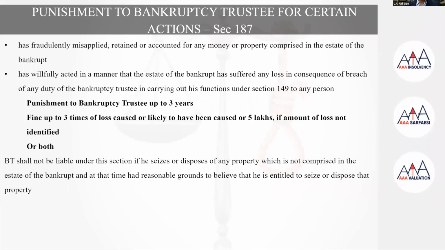So everyone is saying that these fraudulent transactions are not showing, as section 66 is not there, but akin to section 66, section 187 is there, where the imprisonment is up to 3 years. So this is the most powerful section, 187, where the imprisonment is up to 3 years, for fraudulently misapplying, retaining, or not accounting for any money or property comprised in the estate of the bankrupt.